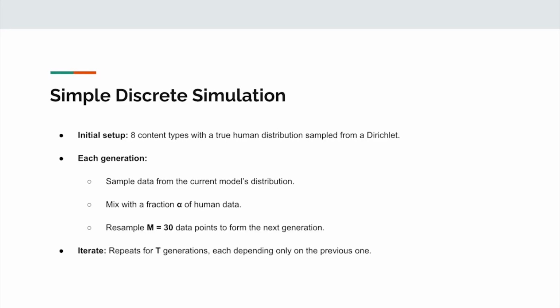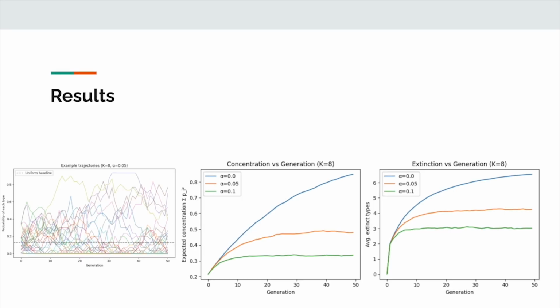We begin with a very simple discrete simulation, which serves as the foundation for more complex models later, but it will allow us to quickly see the basic results of model collapse. Each generation, the AI produces new data from its current distribution. We then mix in a fraction alpha of human data to see how external input influences stability. Finally, we resample a small number of examples, 30 per generation, to form the next generation's distribution. This recursive process is repeated about 50 times and captures both the noise introduced by finite sampling and the stabilizing effect of human input.